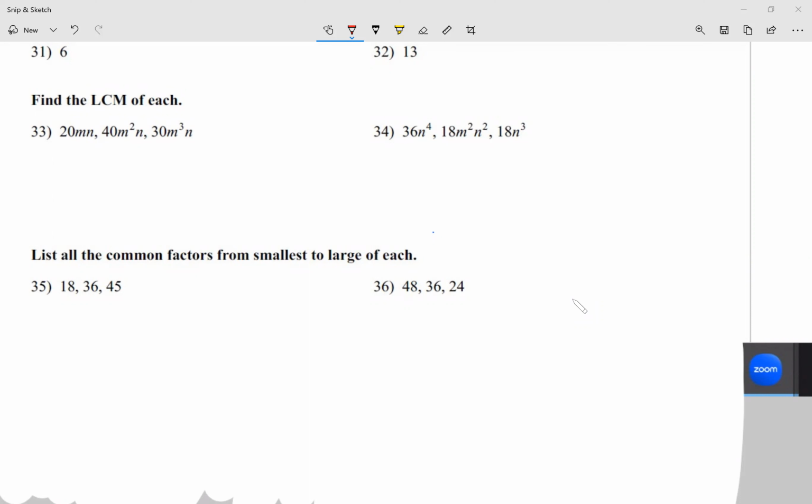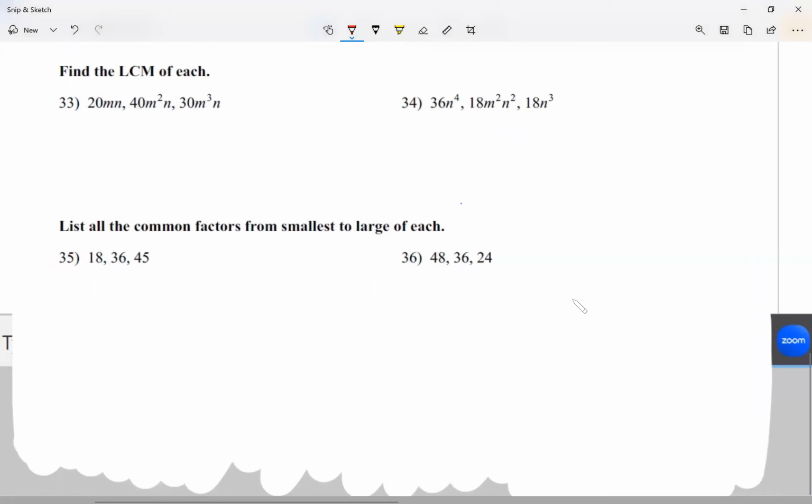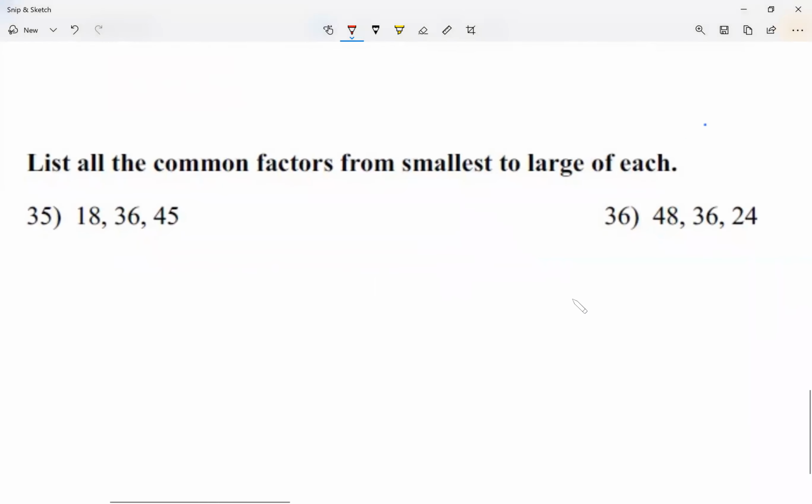Keep in mind, read the instructions. It says list all the common factors from smallest to largest of each. Okay, so let's see. My numbers here are 18. So I'm going to think factors. Which numbers multiplied? I'm thinking all the possible multiplications that are equal to 18. And I'm going to start with 1 times 18, 2 times 9, 3 times 6.